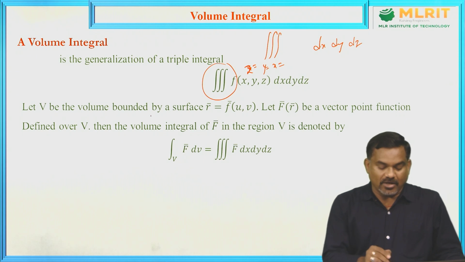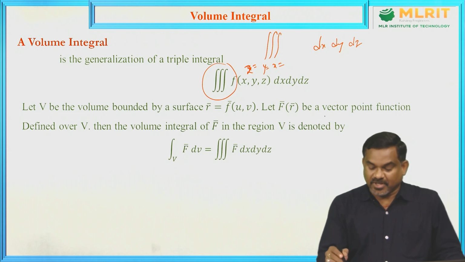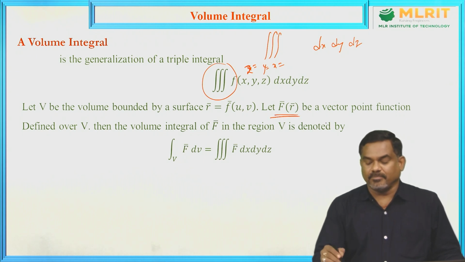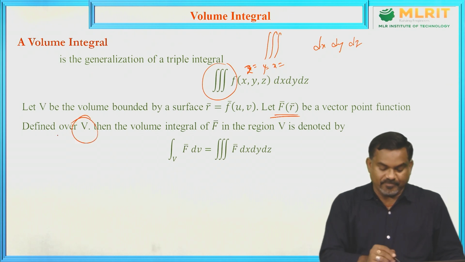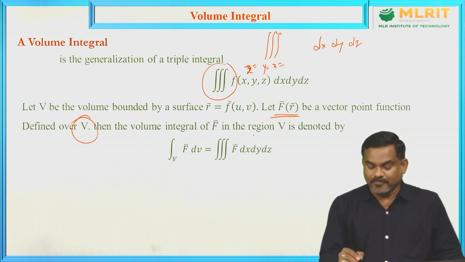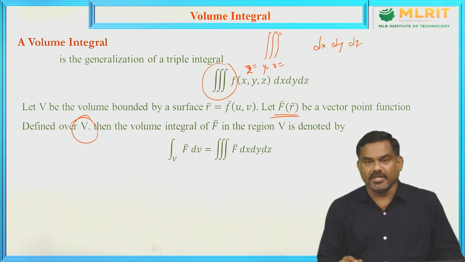Let V be the volume bounded by a surface and f bar of r bar be a vector point function which is defined over V. Then the volume integral of f bar in the region V, denoted by volume integral f bar dV, is the triple integral f bar dx, dy, dz.